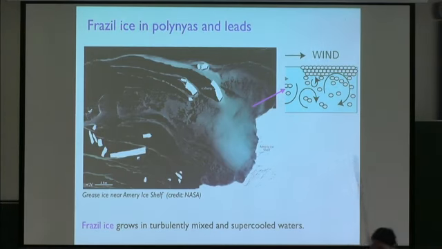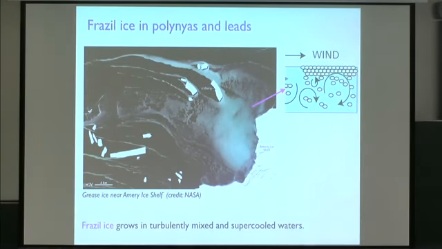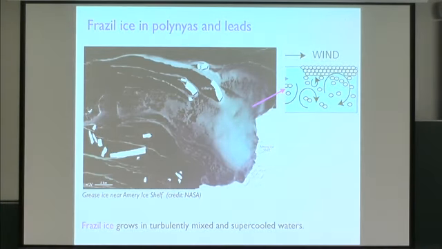So we'll start off by thinking about frazil ice dynamics. Typically you would expect to find this in regions where you can maintain a well-mixed turbulent ocean and also generate strong supercooling, so you need strong cooling.